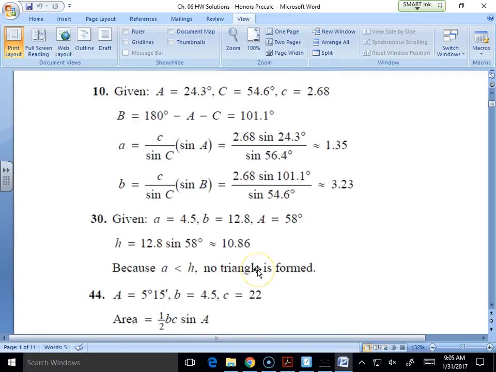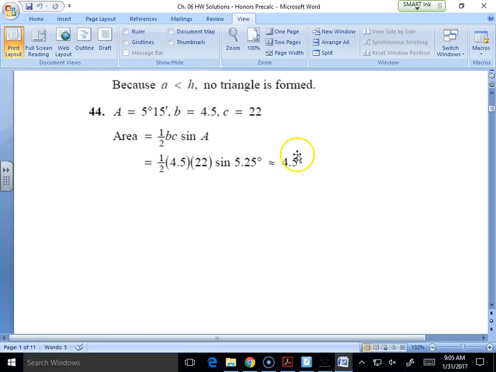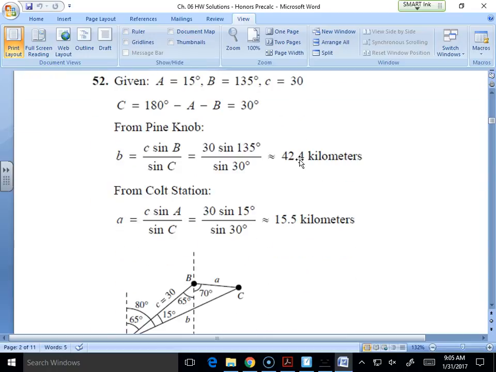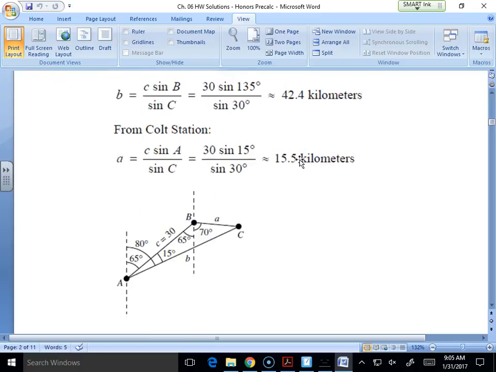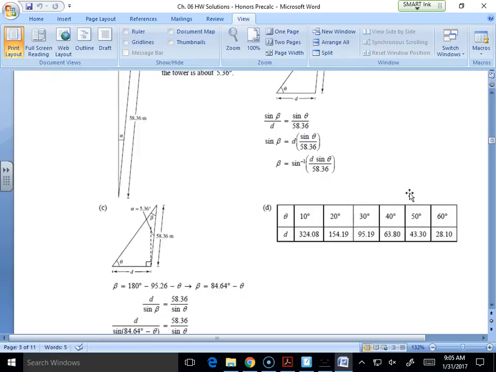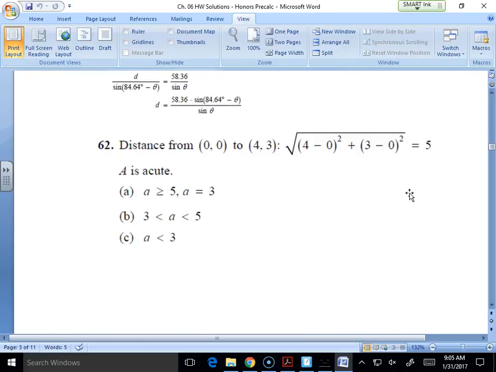Okay, so number 10 and 30. If you guys missed this in class, you better pause it because I'm moving on to number 44. 44's final answer is 4.5. And then 52 for people who didn't get it in class. 56, you might need to kind of zoom in and pause. There's C and D. There's number 62.